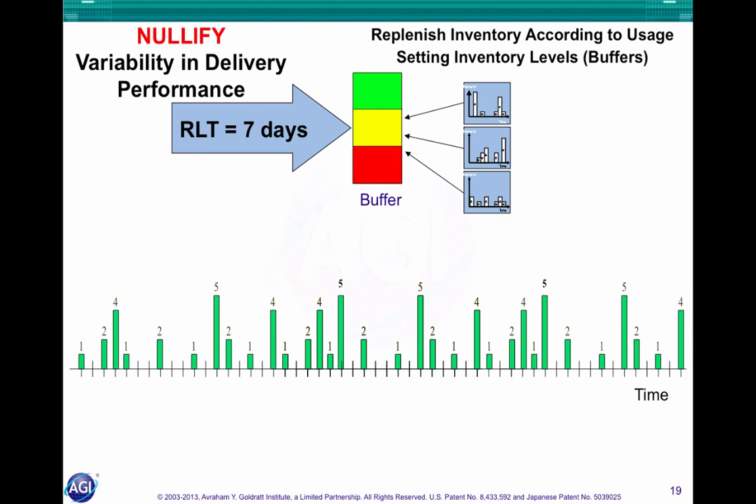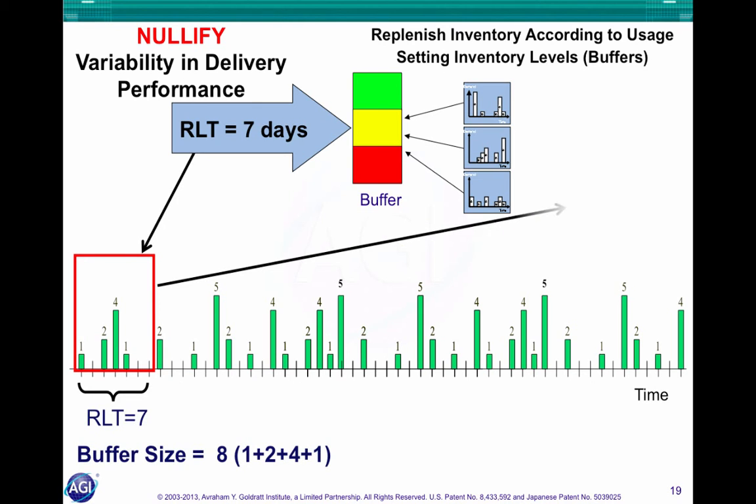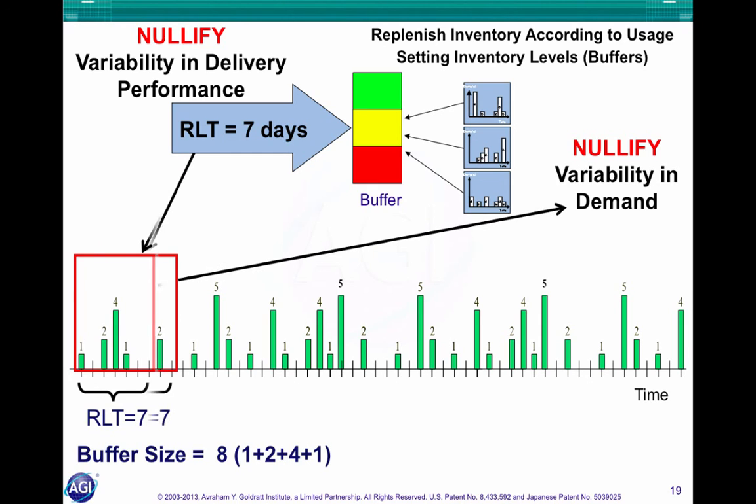As we look at daily demand through our 7-day window of reliable lead time, we see a pattern of daily demand, 1, 2, 4, and a 1, that accumulates to a quantity of 8. So as we move our 7-day window forward in time to the next daily demand, we see another pattern of daily demand with a cumulative total of 9.